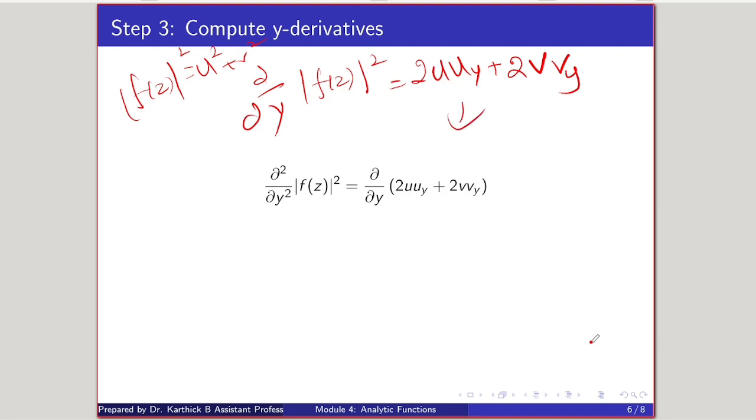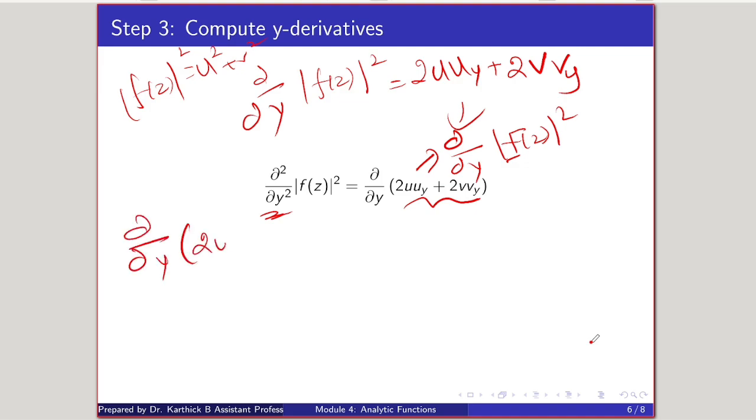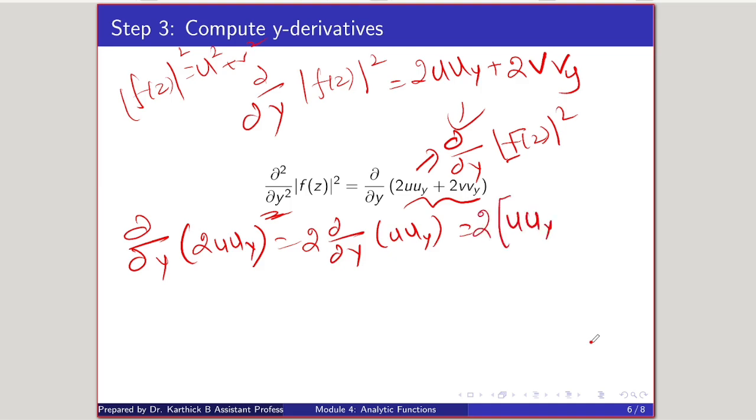We have to differentiate this with respect to y again. So it will be ∂/∂y of |f(z)| whole square. If I'm differentiating this once again, it will be a second order derivative. By using the product rule, first I will differentiate this 2u u_y with respect to y. 2 will be a constant, so ∂/∂y of u_y will be there. Using the product rule, I will get the value u_y u_y plus u u_yy.